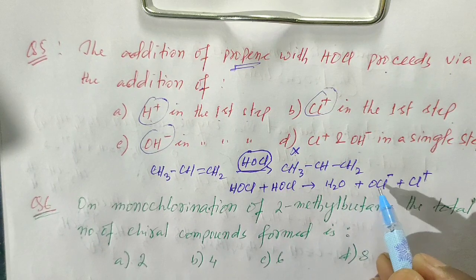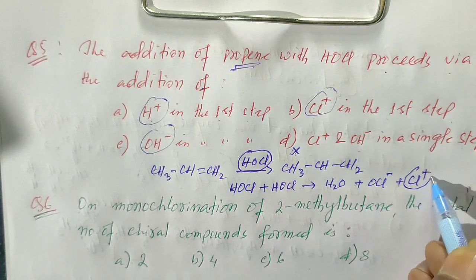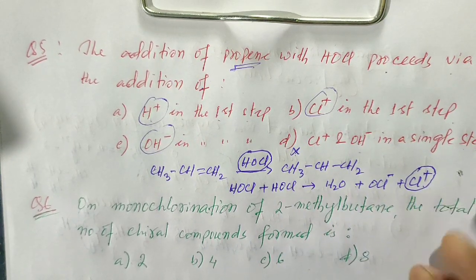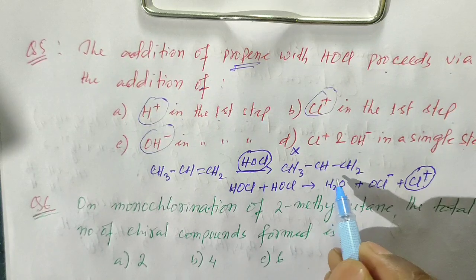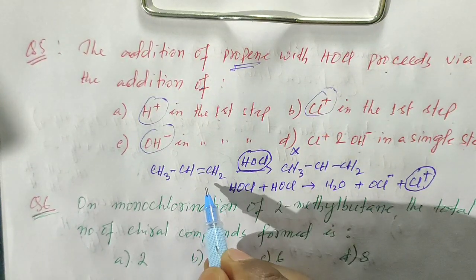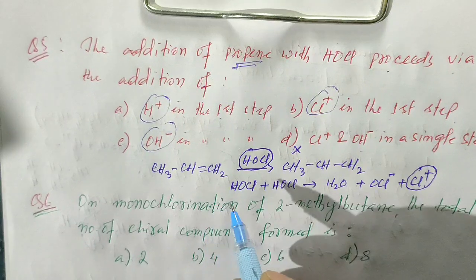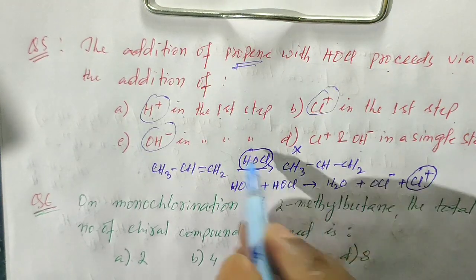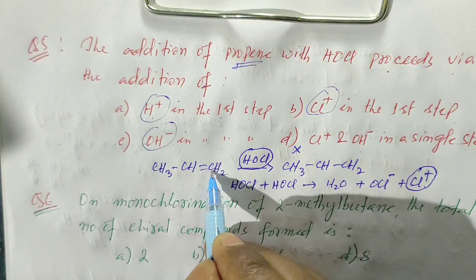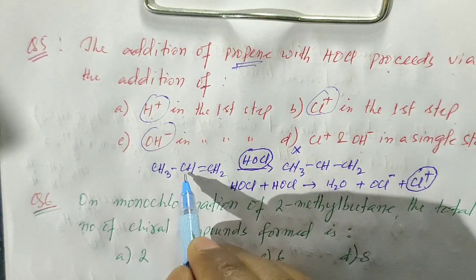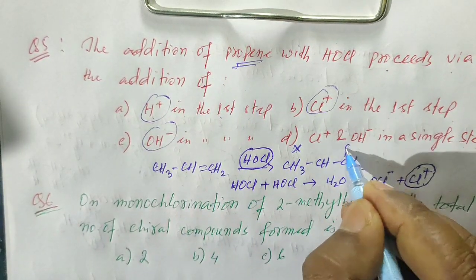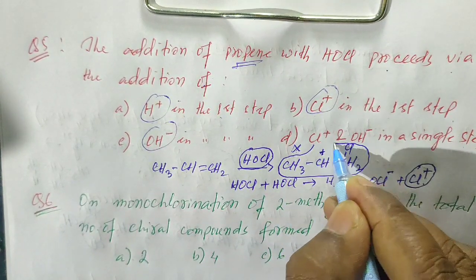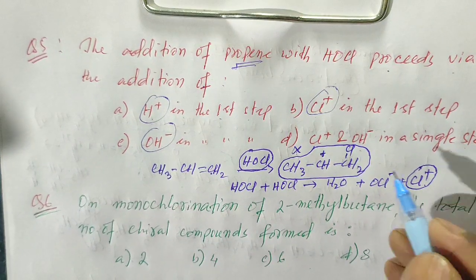So among these 4 species, the positive part which can act as an electrophile is Cl plus. So the first step is the addition of Cl plus. Cl plus will be added so that we get a stable carbocation as the intermediate. So Cl plus will be attached to this carbon atom so that we get a more stable secondary carbocation. Cl will be attached here, and this will carry the positive charge. So this will be the intermediate in the reaction mechanism.